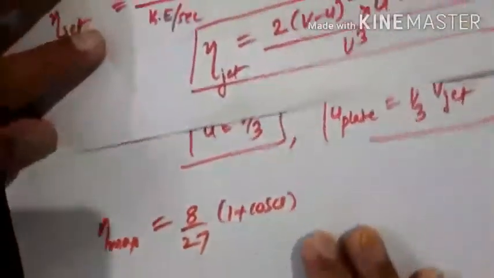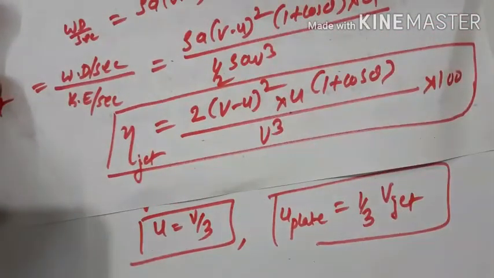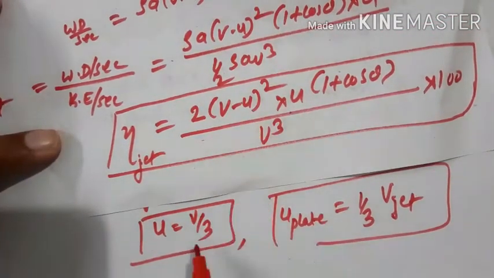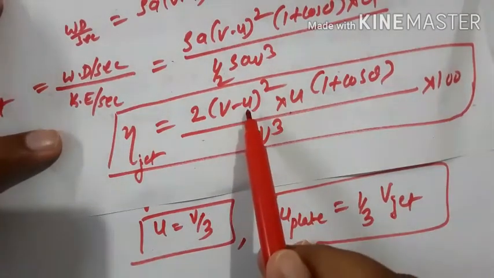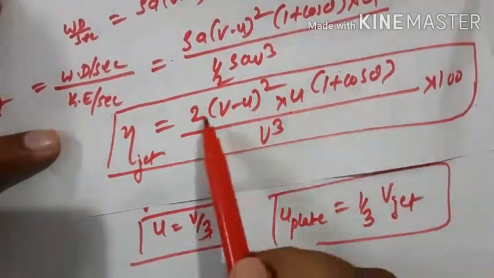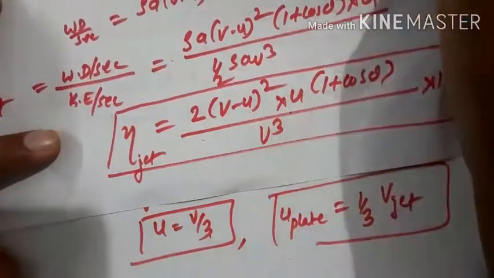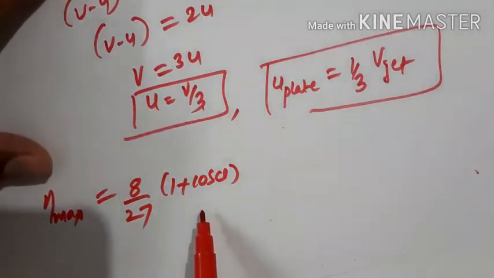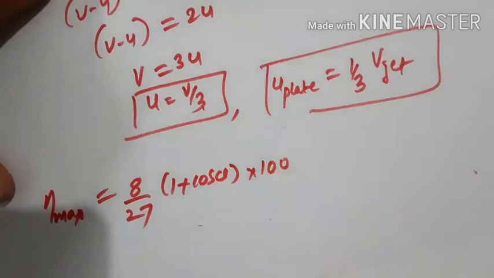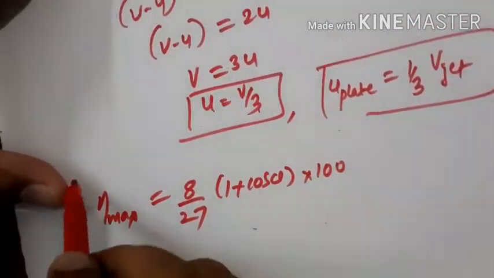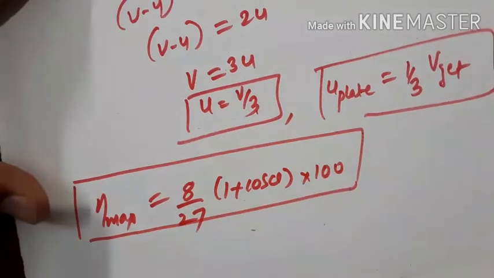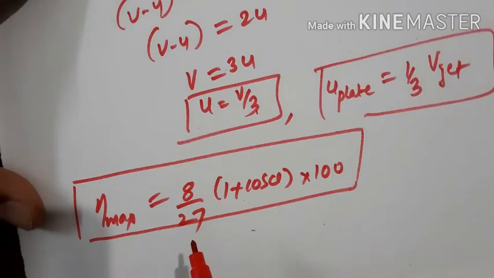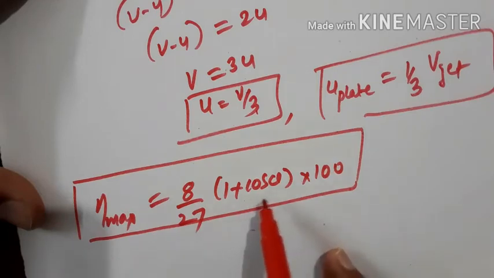So look at this equation. If I substitute the value of u here, v by 3, wherever u is there, you substitute v by 3 and simplify it. If you simplify it, you will be getting 8 by 27 (1 plus cos theta). Okay, then into 100. This is the maximum efficiency. So many times the question will be asked: prove that for a jet striking a single curved moving vane at the center, the maximum efficiency will be 8 by 27 (1 plus cos theta).